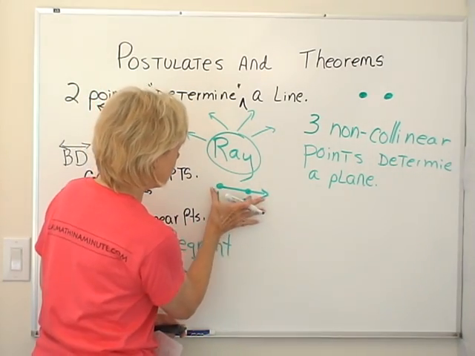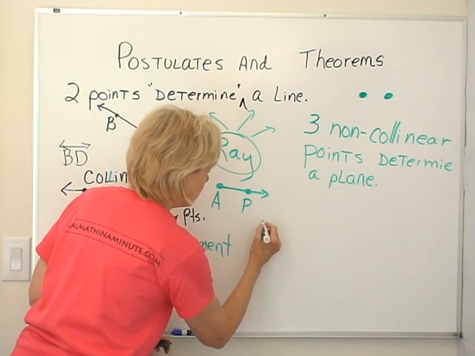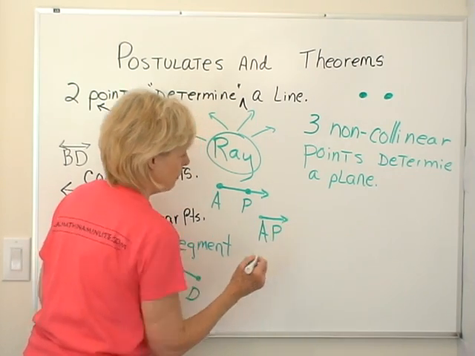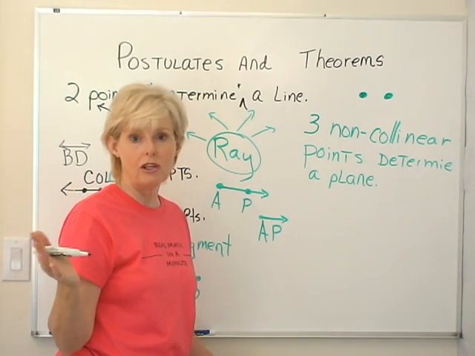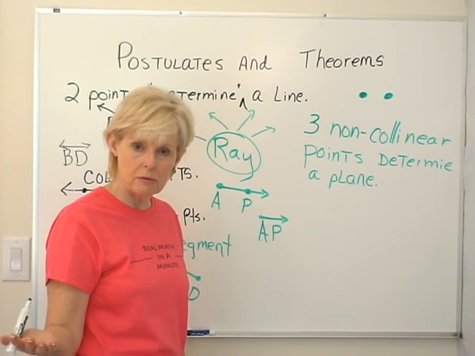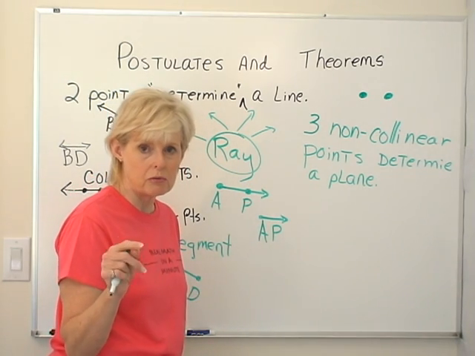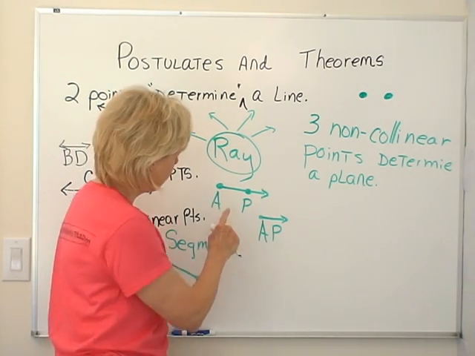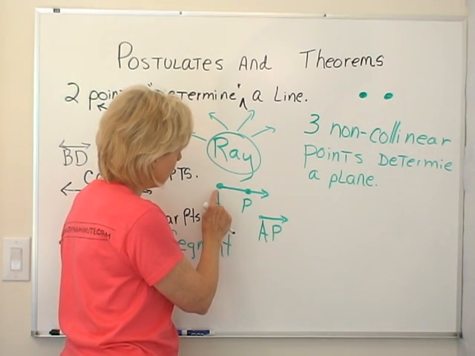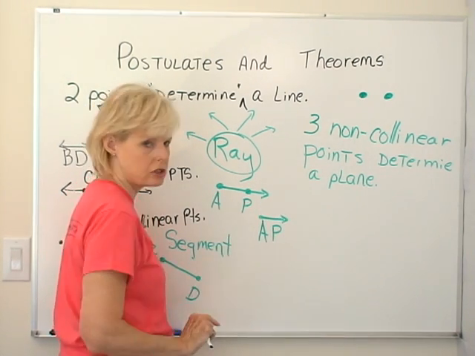Now if I want to name this as a ray, then I would write AP, and I would put the little ray symbol on top of it. Geometry is full of shortcuts and notations, and they're really clear if you just get them straight from the beginning. This says ray AP. I cannot name that one ray PA because I have to start with the endpoint first. So it has to start with whatever is on the end. It has to start with A going in that direction.